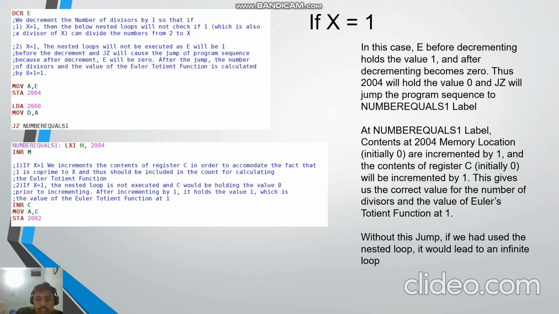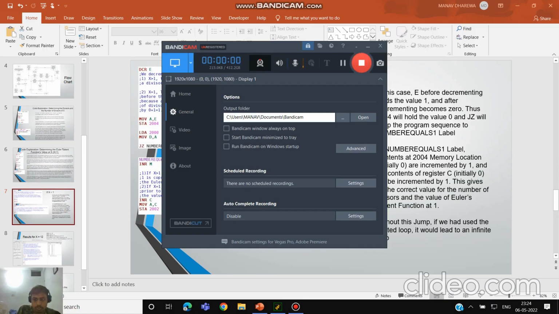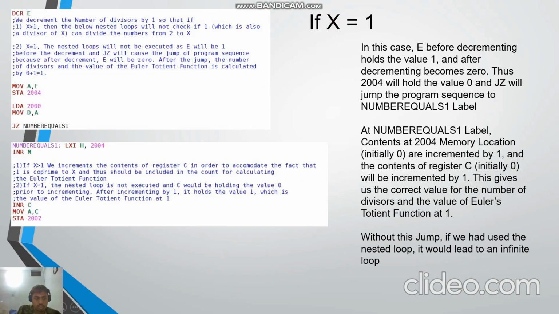Or I could explain in brief. 2000 holds the original number. 2002 holds the value of the Euler Totient coefficient. 2004 holds the number of divisors, and the numbers from 2006 upward, from 2006, all the divisors of the natural number x would be stored in the memory.